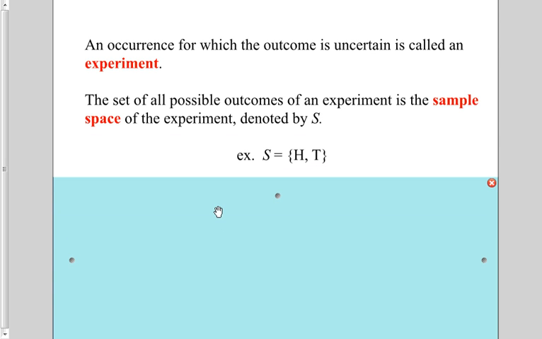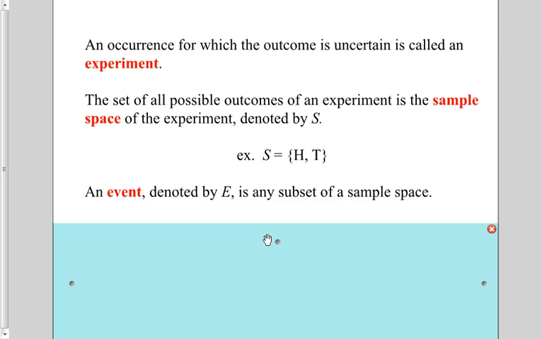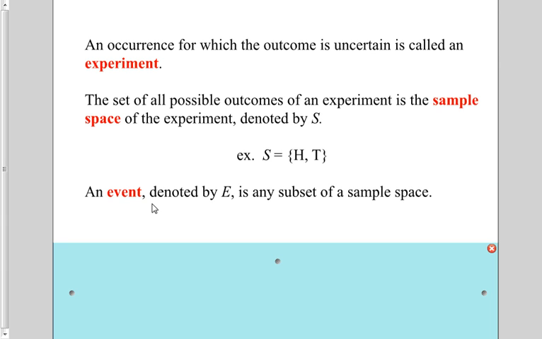An example of this is when flipping a coin. I have my sample space, and I only have two possible outcomes, a heads or a tails. So my sample space is just heads or tails. And finally, an event, always denoted by capital E, is any subset of a sample space.